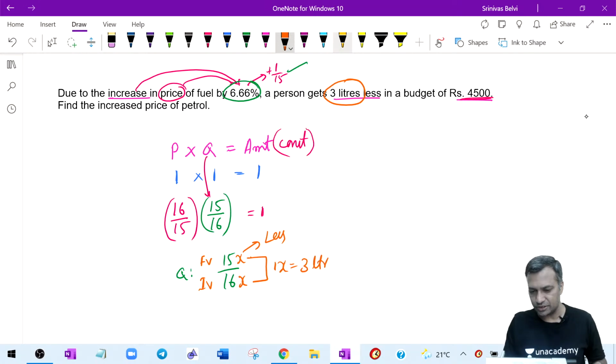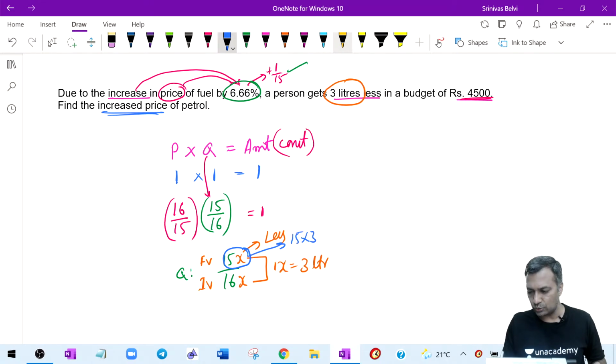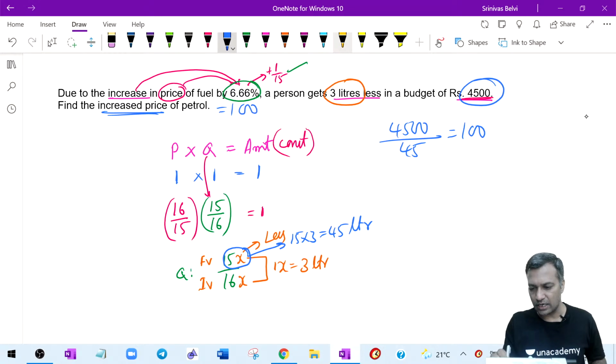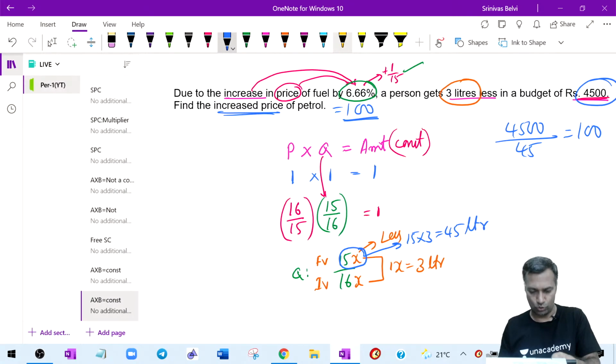1x means 3 liters. What does he want? He wants the increased price. Increased price means 15x. What is 15x? 15 into 3, 45 liters. 45 liters he filled. For how many rupees? 4,500 rupees. Therefore, what is the price per liter? 4,500 rupees divided by 45 liters, which is 100 rupees per liter, which is more or less equal to today's price. Around that particular price. Fair enough, right?